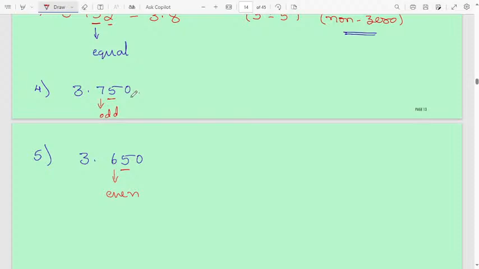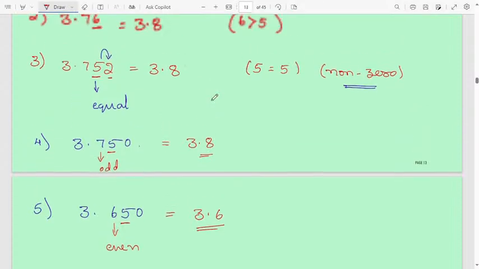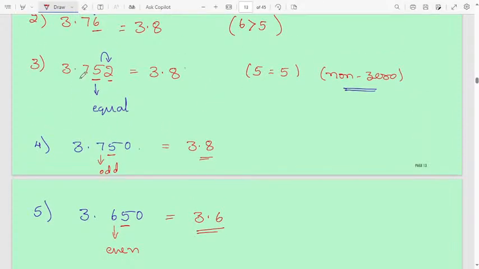In that case, if the number is odd, 3.7, this 7 is odd, then you can move to the next number, 3.8. If the number is even, then you have to keep the same number. This point is very important when you are solving significant figures. Understood? Don't get confused. If the number is equal to 5 and it is non-zero, then easily you can move to the next number, 3.8. There is no confusion in that one.